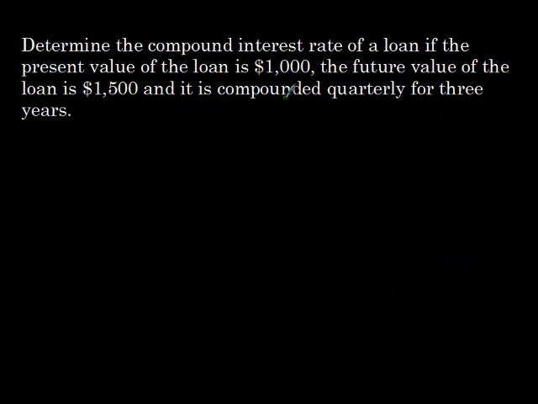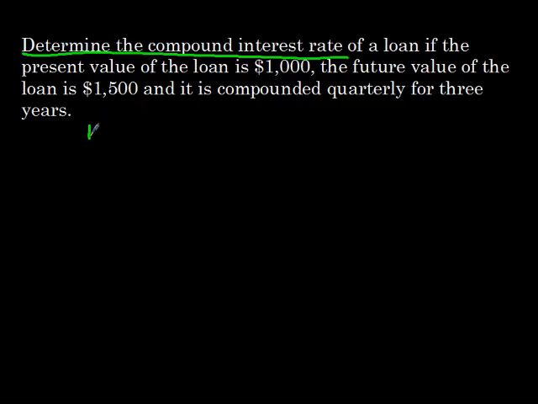Our last problem for today reads, determine the compound interest rate of a loan if the present value of the loan is $1,000, the future value is $1,500, and it's compounded quarterly for 3 years. For this problem, we have to go through and determine the compound interest rate. This problem is going to be a little bit different than the other ones because the formula cannot be used from the last two problems. For this one, we have our own formula that makes it a little bit easier. The last formula could be used, but it's very tricky to break it down. I already solved it for you.